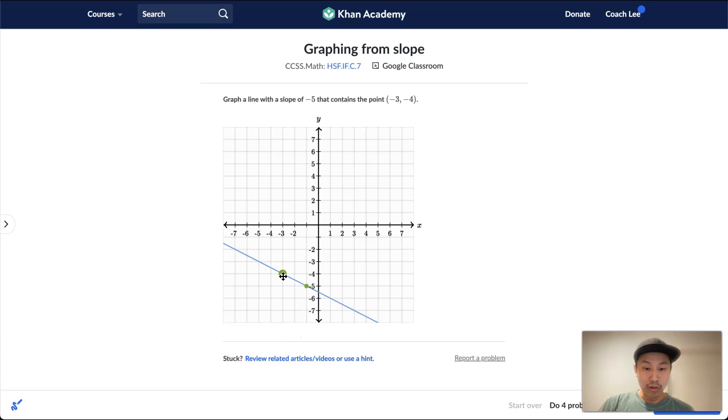But what we can do is go the other way, right? The line should be a negative slope, right? Because we have a -5, so it should look something like this. If you think about going down 5, right 1, that's the same thing as actually going up 5 and left 1. So let's count this carefully. This is the point that we established. I'm going to go up 1, 2, 3, 4, 5, and then left 1.